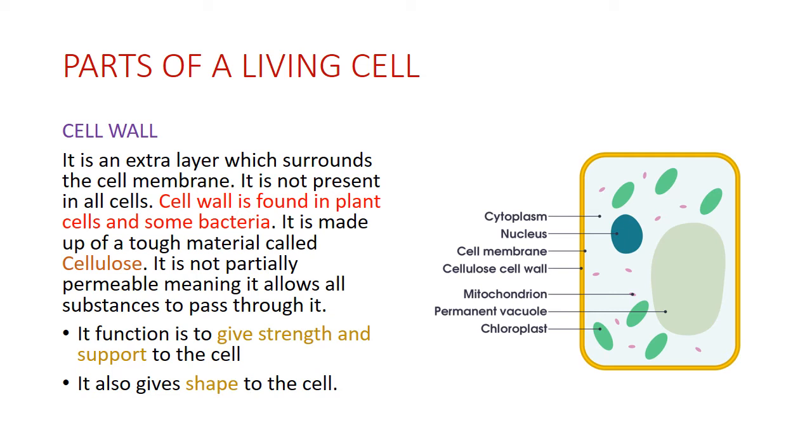However, this cell wall is only limited to some cells, usually plant cells, or in some bacteria you see a cell wall in addition to the membrane. If you look at the diagram carefully, you realize that we have the cellulose cell wall, then the cell membrane comes after the cell wall. Take note that the cell wall, unlike the cell membrane, is not partially permeable. It allows everything to just pass through it.